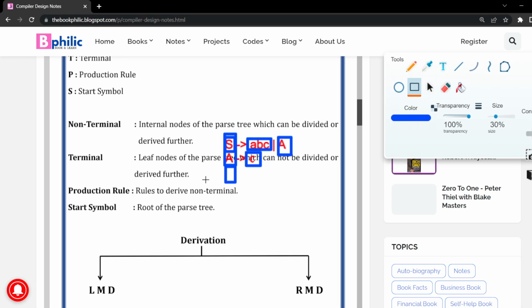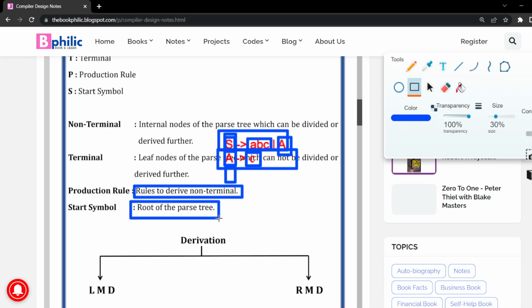So I hope you have understood. And the production rule is nothing but the rules to derive non-terminals. So these are the rules, and this is known as the production rules. And the start symbol is the root node of the parse tree. So we are starting from capital S. That's why this is nothing but the start symbol. This is a non-terminal as well as a start symbol.